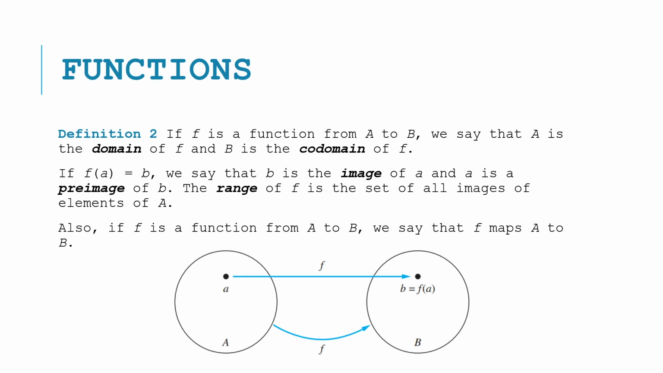But don't mistake range for codomain. The codomain of f is the set B where the images can be generated from. The range is the resulting values given the pre-images found in the domain. Also, if f is a function from A to B, we say that f maps A to B. Or again, f is A mapped to B.